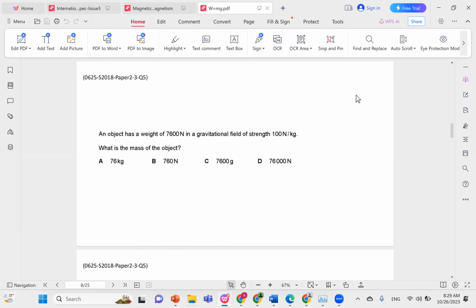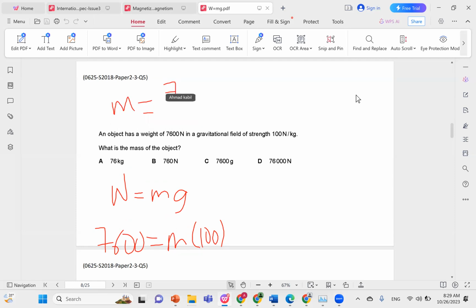An object has a weight of 7,600 newtons in a gravitational field of strength 100 newtons per kilogram. What is the mass of the object? So W equals mg, 7,600 equals M times 100. I can just divide to get M. So M is 7,600 divided by 100. And the correct answer here would be 76 kilograms. So the correct choice here is choice A.